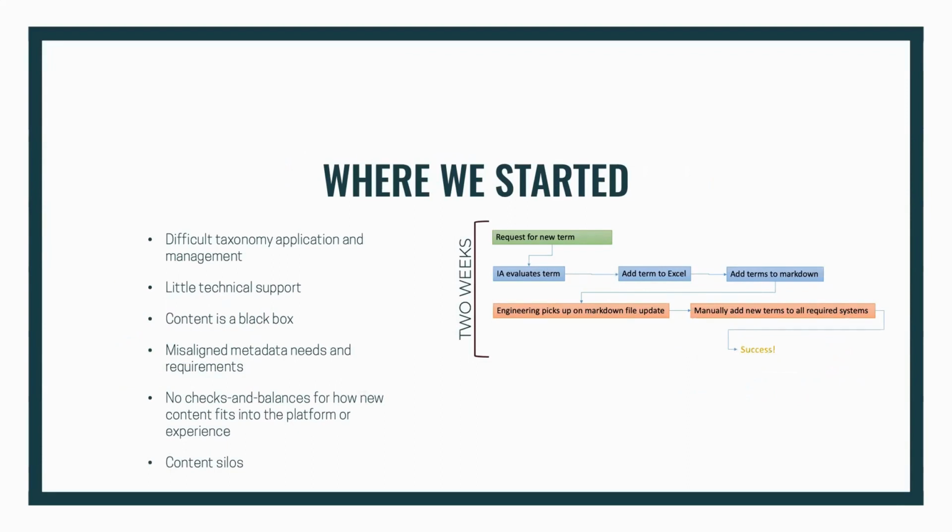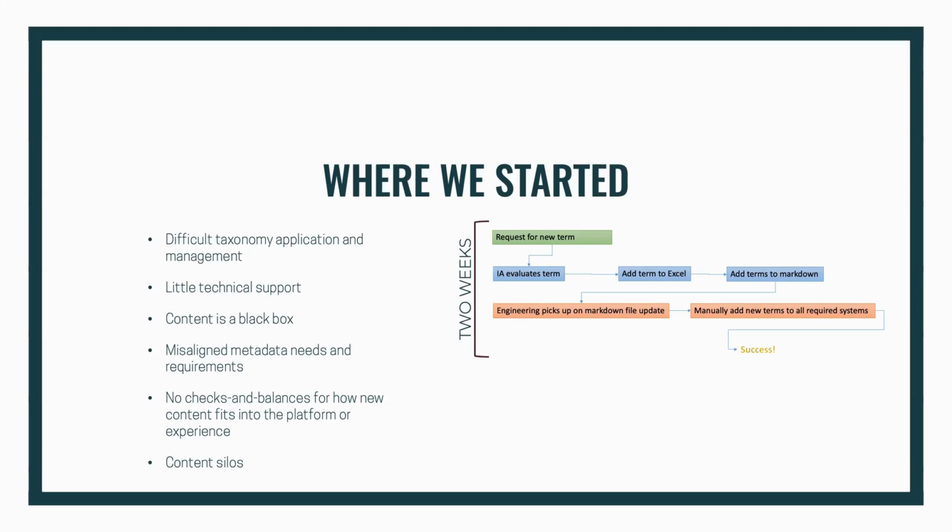And so where we started was, as I've mentioned, really starting from scratch. When I joined, the taxonomy management process was basically non-existent. The process was really, someone would send me a request for a new term. I'd look into it to see if it made sense. If it did, I would add that term to a spreadsheet. And then I would add that term to a markdown file. And then somewhere, usually in Shanghai, an engineer would pick up that markdown file and then manually add that new taxonomy term to every system that required it.